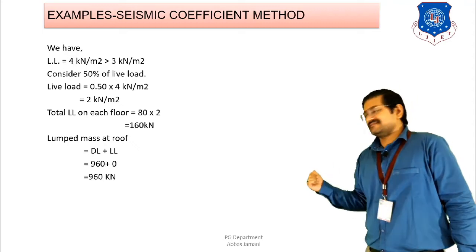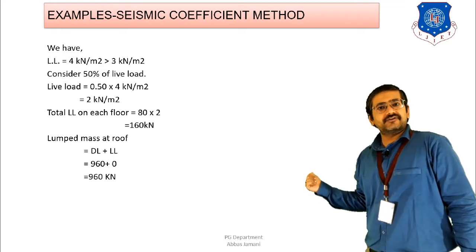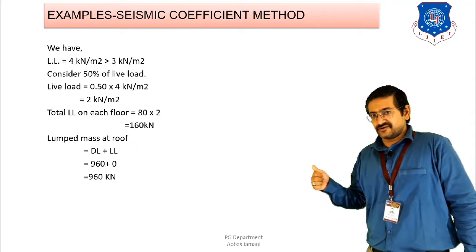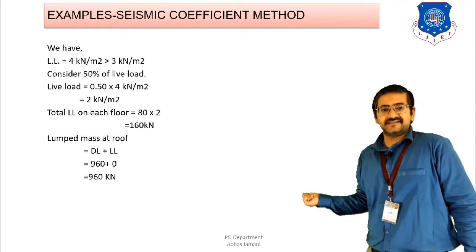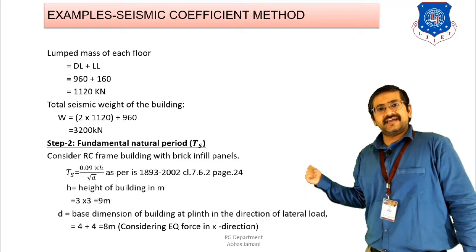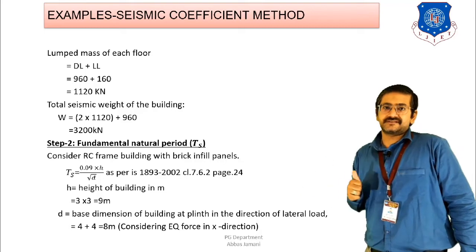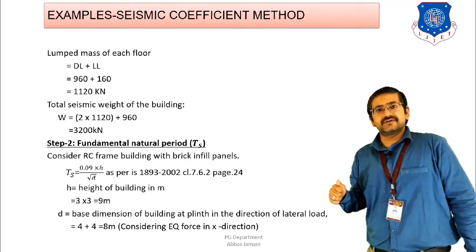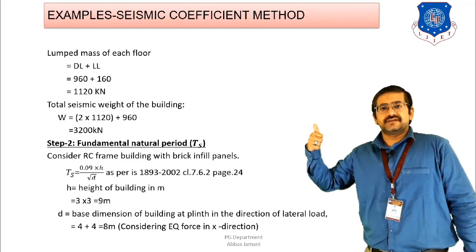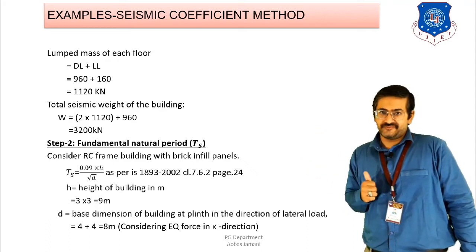So if I do the summation, that is dead load plus live load, then the total lumped mass on the roof level is equal to 960 plus 0, because the imposed load component is to be considered as 0 on the roof level. So that is why the total value on the roof is 960 kilonewton. Similarly, if I calculate the lumped mass on each floor, that is dead load plus live load, it is going to be 960 plus 160, which is equal to 1120 kilonewton per floor, right? So on the ground floor you will have a value of 1120 kilonewton, on the first floor you will have a value of 1120 kilonewton, and on the top floor, that is the roof level, you will have a value of 960 kilonewton. So this is how the calculation of lumped mass on each floor has to be done.